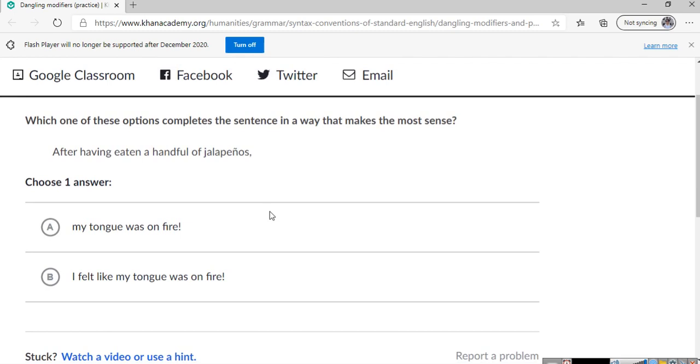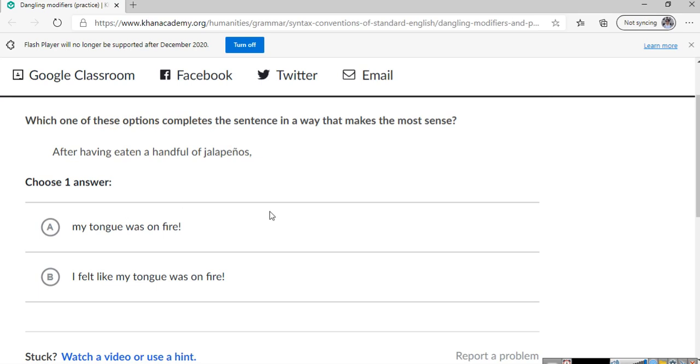After having eaten a handful of jalapenos, my tongue was on fire. I felt my tongue was on fire. So I'd like to go with Milton again, if you understood the previous question. So after having eaten a handful of jalapenos, you know that after this, we were supposed to talk about the subject who was just doing this action. So knowing that, which one do you think is the option?